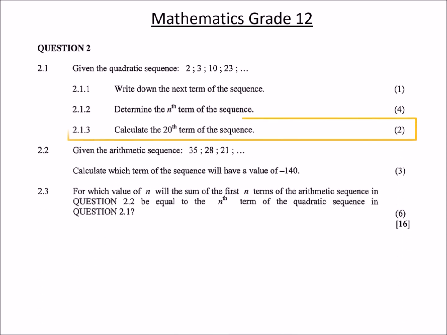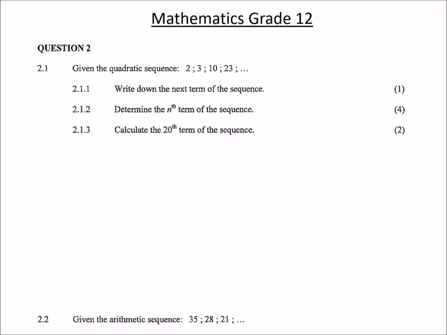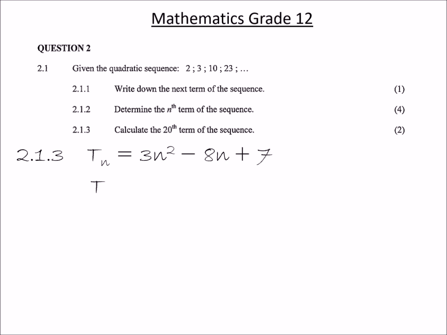Now 2.1.3. Calculate the 20th term of the sequence. We can use the nth term formula that we just calculated previously. If we substitute n with 20, we get our final answer of 1047.